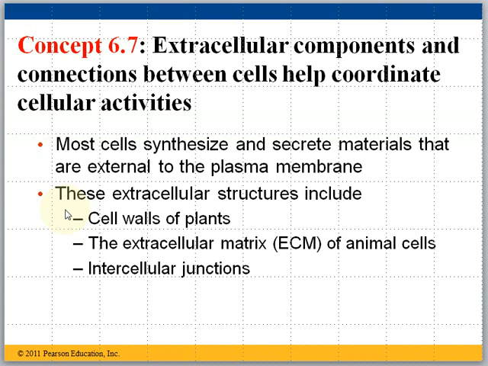And they secrete materials, they take in proteins, they give off proteins, they take in a wide variety of macromolecules, and they have to coordinate all of this between their immediate neighbors. So the extracellular structures we're going to look at include probably one you're very familiar with, the cell walls of plants. Then we're going to look at something in animal cells called the extracellular matrix. And then we're going to talk about where cells meet together, the various types of intercellular junctions.